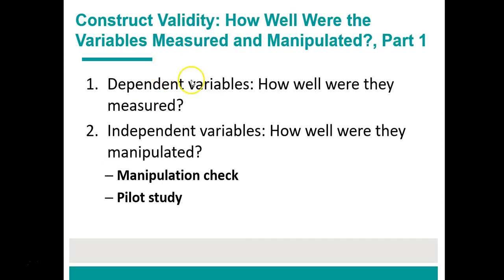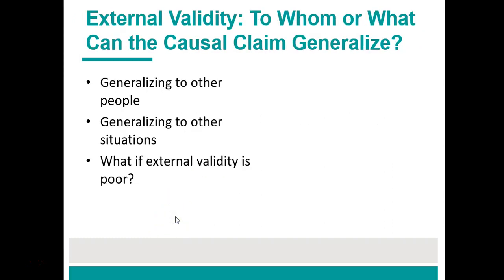Construct validity, again, how well were the constructs measured? Do you like how they measured the dependent variable in our study of aggression? How did they measure aggression? Do you think that was a good way to measure aggression? How did they measure the independent variable and how was it manipulated? Did they do a manipulation check, meaning they actually checked to see that there was the true manipulation they wanted? And you can also do this with a pilot study. You can read about these in your textbook.